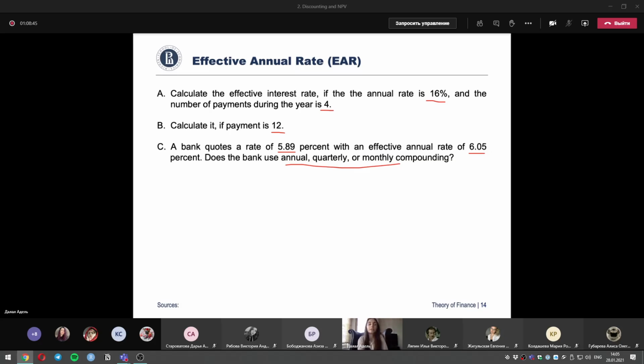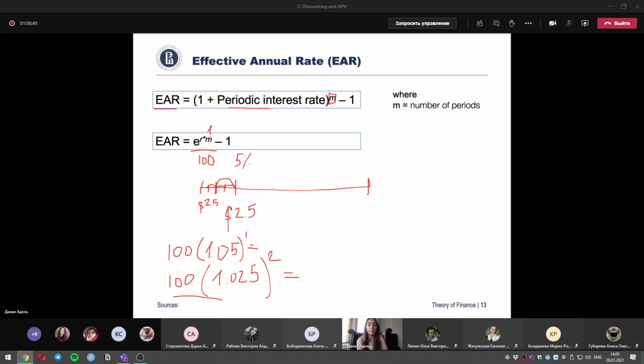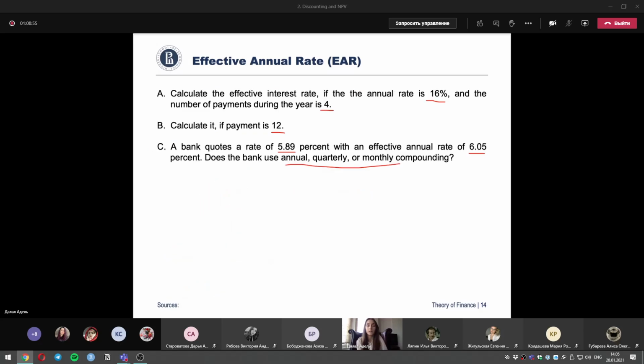So in the first 2 points, to calculate the effective annual rate, again, you just apply the formula that we considered last time as well. So you just have to calculate first the periodic interest rate, so how much interest we receive every quarter, and then put it in the power of the number of periods.